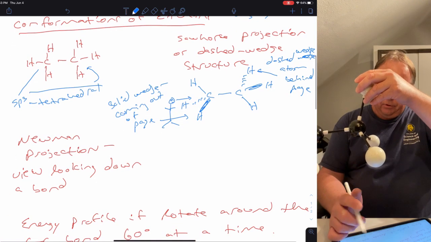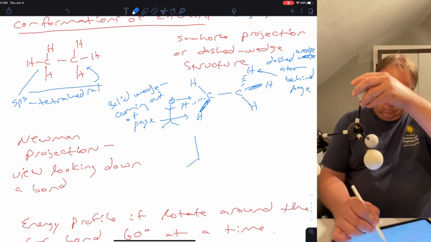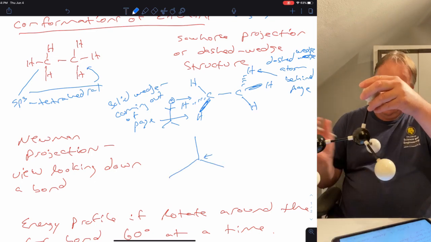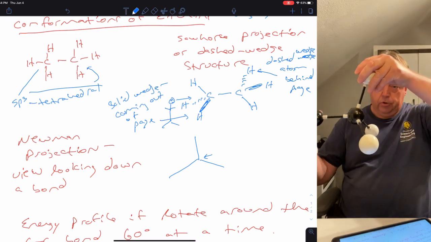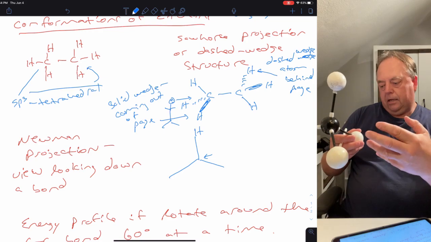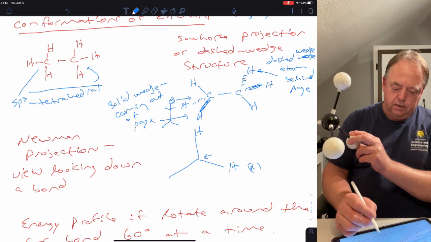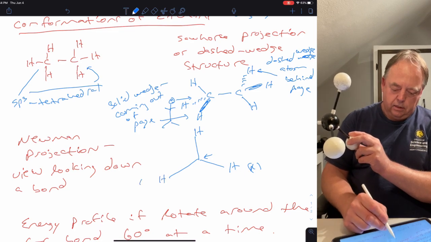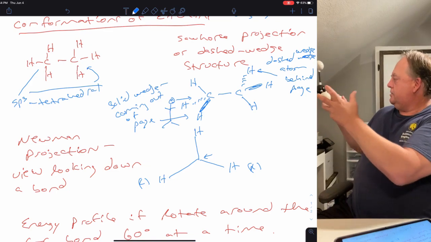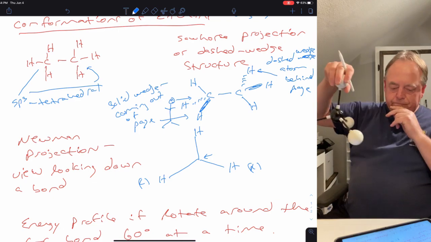So if we draw a Newman projection, then the front carbon looks like that. That's the carbon atom. And then you have a hydrogen towards your head. And if I'm standing over here looking at it like this, this is on my right hand, and this is on my left hand. So if I'm looking at it like this, this is my left, this is my right, and this is towards my head.